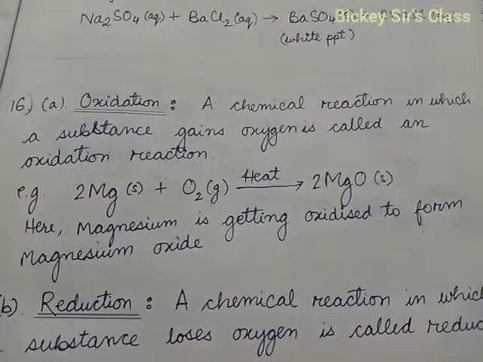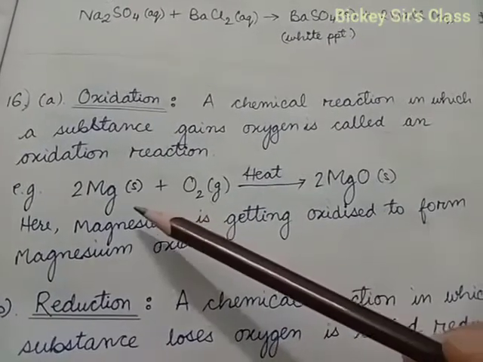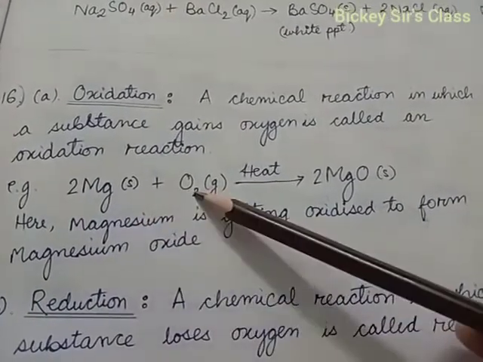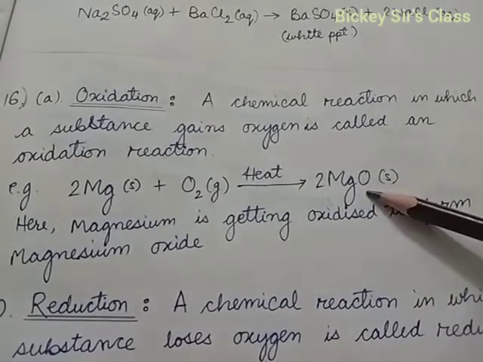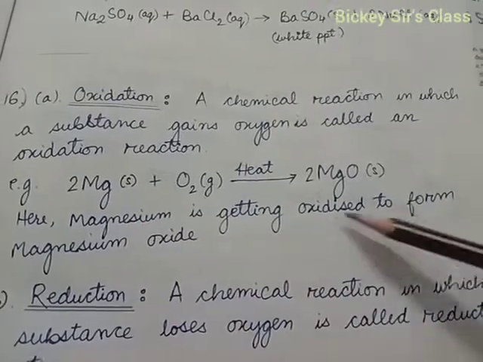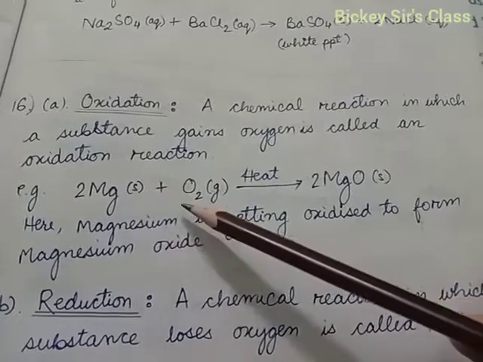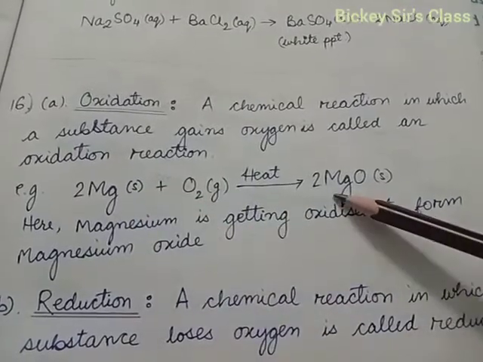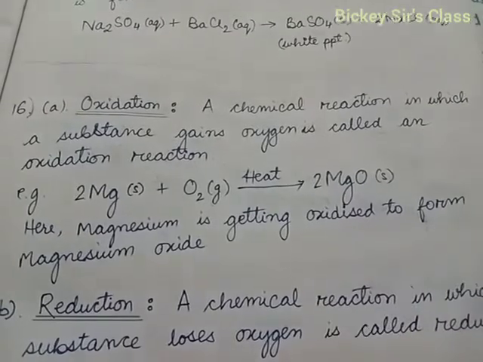And then we are required to mention examples. So one example is magnesium. When burned in oxygen or air, it produces magnesium oxide. In this reaction, magnesium is getting oxidized to form magnesium oxide. So we find that in this reaction, magnesium gains the oxygen to form this compound magnesium oxide. Therefore, magnesium is getting oxidized.